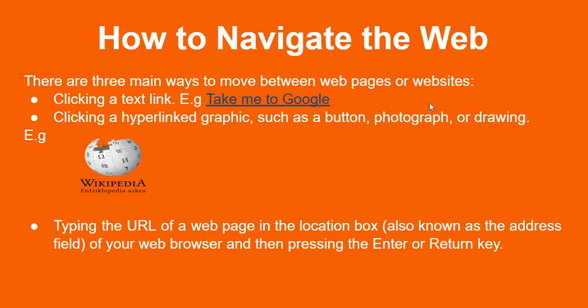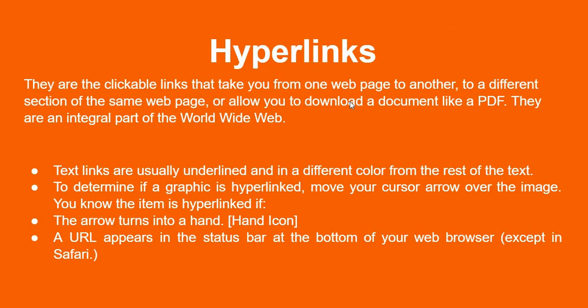So this phrase "take me to Google" is a typical example of a hyperlink, because first, we see that it's a different color, secondly it's underlined, and thirdly when we click on it, it takes us to google.com. So to determine if a graphic or a text is a hyperlink, you move your cursor over the image or the text. So let's go back again and demonstrate in the previous slide.